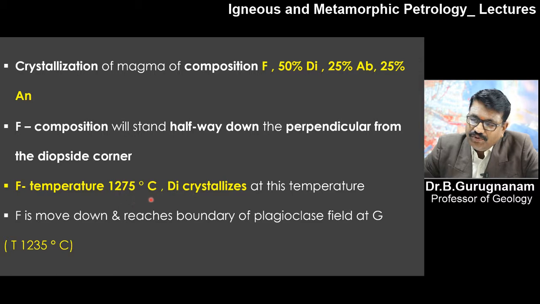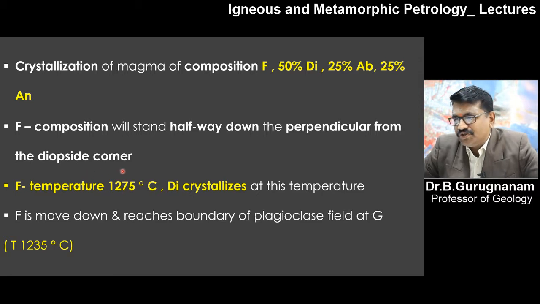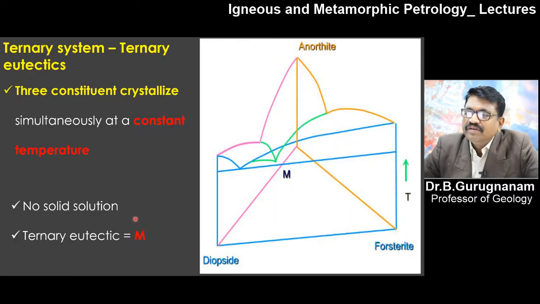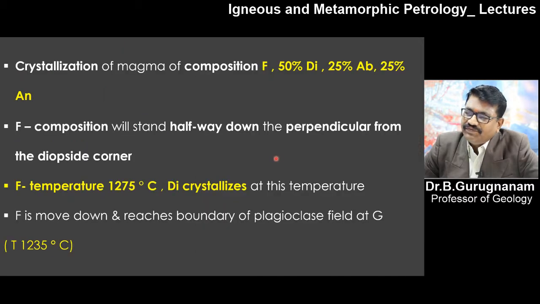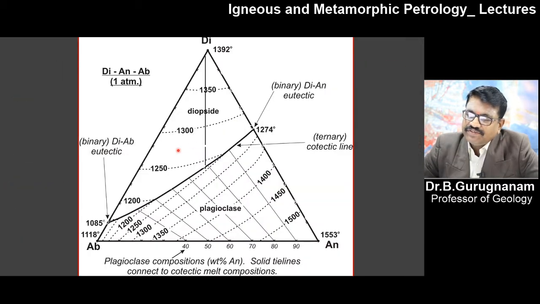This is a very, very important point. That 1275 degree we have to keep in our mind, at which your ternary eutectic will start to form. So diopside, forsterite, and anorthite will start to form. And forsterite is moved down and reaches the boundary of the plagioclase field at G at a temperature of 1235. This is the point. This is the explanation of the figure.